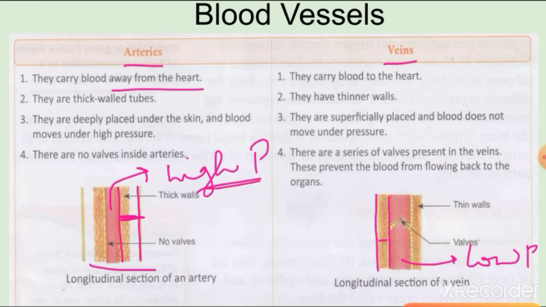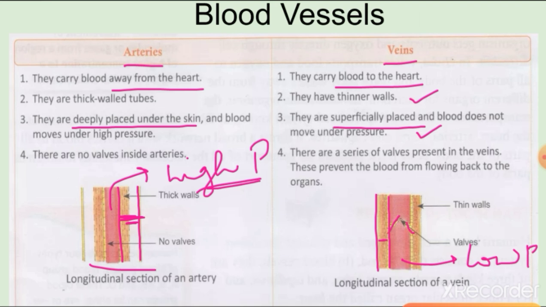And this is the reason that arteries are thick walled, and they are also deeply placed in our skin. We are not able to see the arteries in our skin, but we can see the veins. Sometimes we can see the blue veins in our skin, because the veins are superficially placed. They are not deeply seated. So veins are thin walled, they are superficially placed, and they carry the blood to the heart, from other organs to the heart. Then arteries do not have valves, but veins have valves.